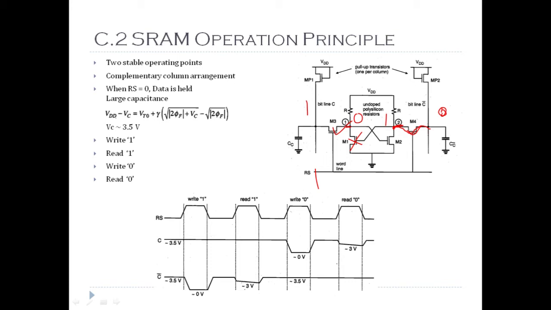So it is not connected. This point is not pulled down to the ground anymore. So this voltage becomes 1. As this voltage becomes 1, this M2 is turned on. As M2 is turned on, there exists a small resistance path to the ground. So this is pulled down to the ground to 0. So this is how 1 can be written to the cell.